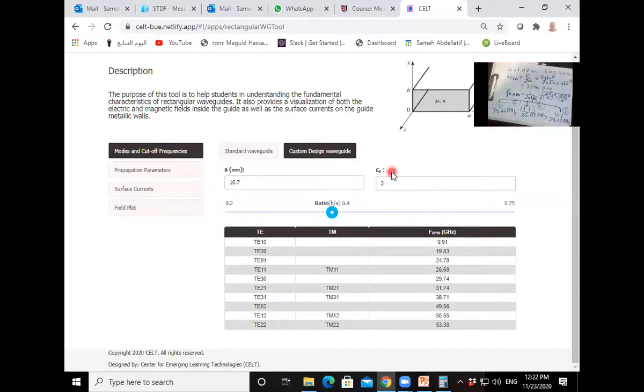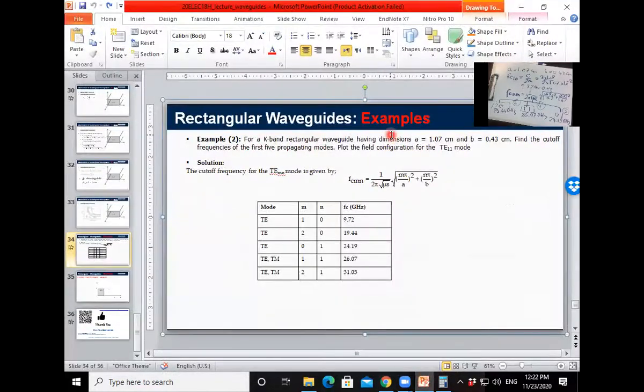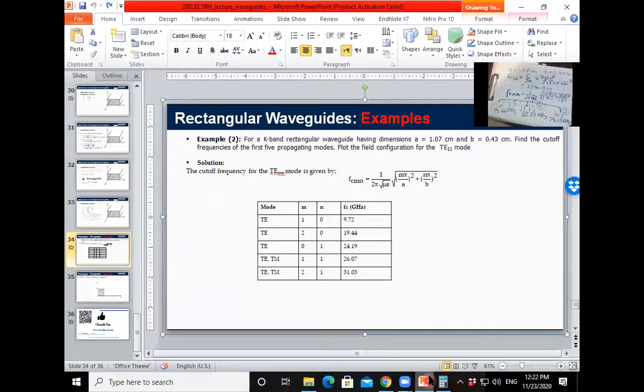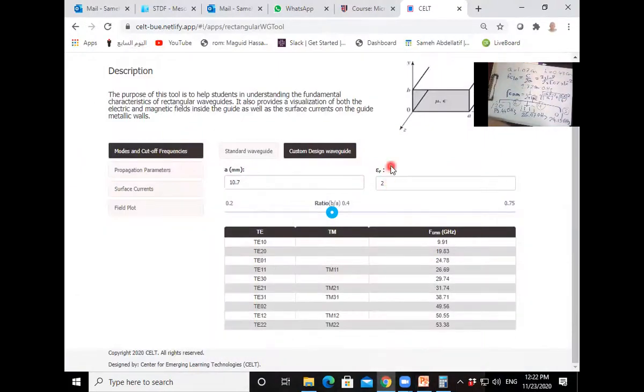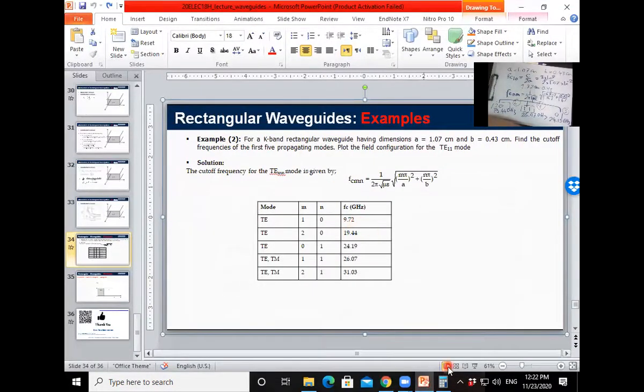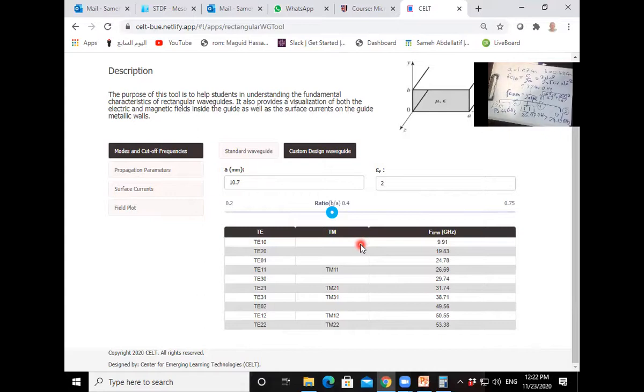Okay, I did a mistake here for this example. Epsilon r is equal to 2, not 1. I'm sorry for that. So I just insert epsilon r equal to 2 to get the same results I had in my presentation. So now epsilon r is equal to 2, and this ratio is roughly 0.4. As you can see, now your first mode is a TE10 mode with 9.92, which is nearly the same as the 9.72 here. Actually, this is because the ratio here is somehow approximated.